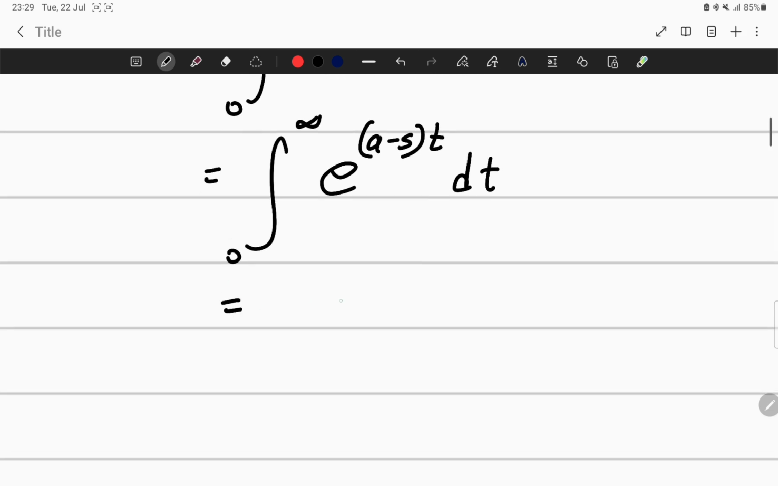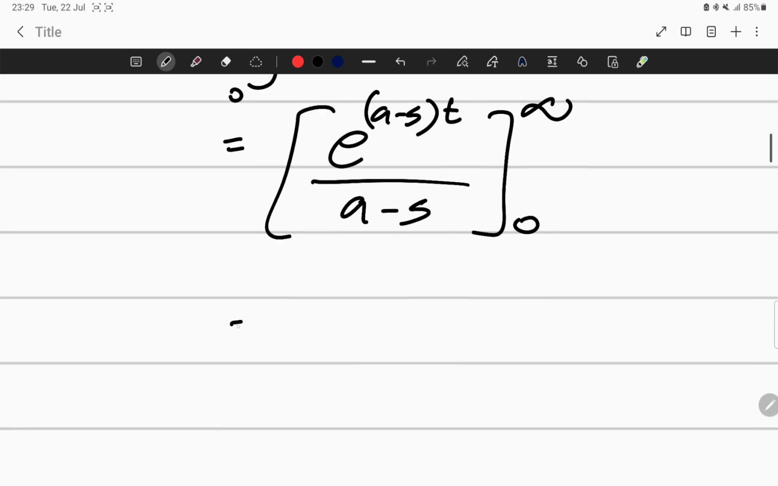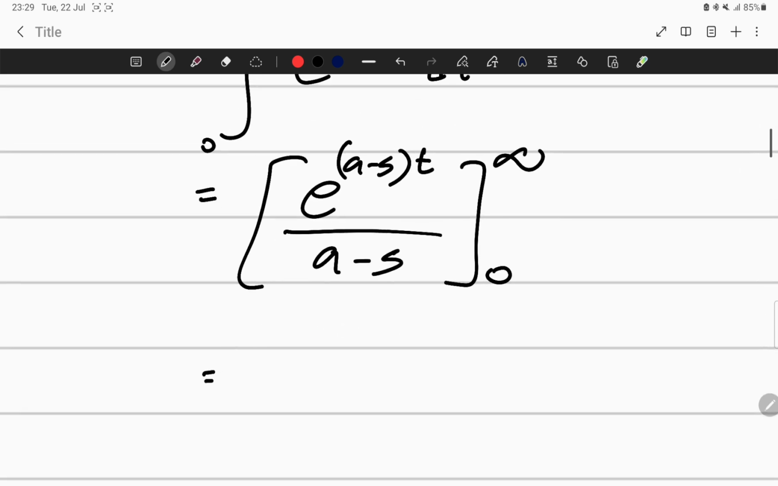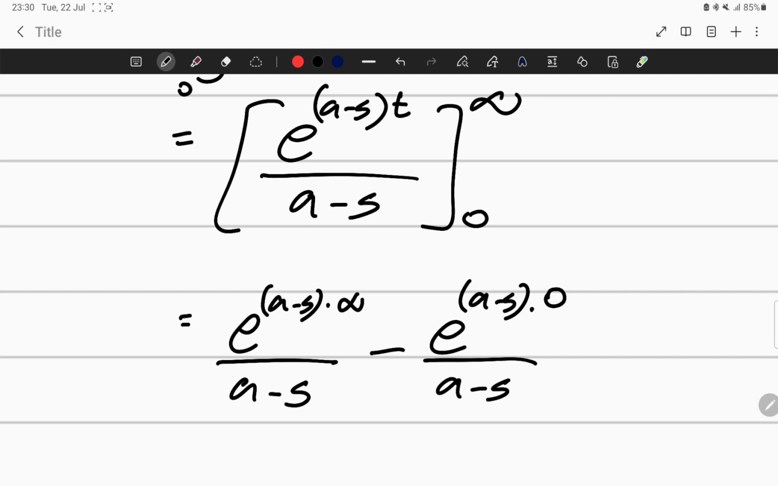So when I integrate this, I get e to the (a minus s)t over (a minus s), with limits going from 0 to infinity. When I plug in infinity, I get e to the (a minus s) times infinity over (a minus s), minus e to the (a minus s) times 0 over (a minus s).